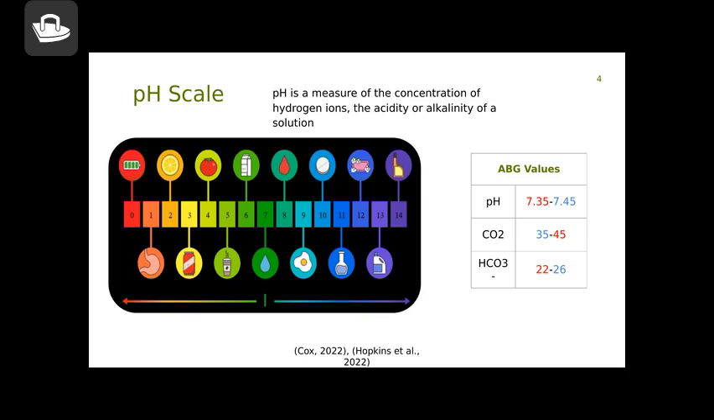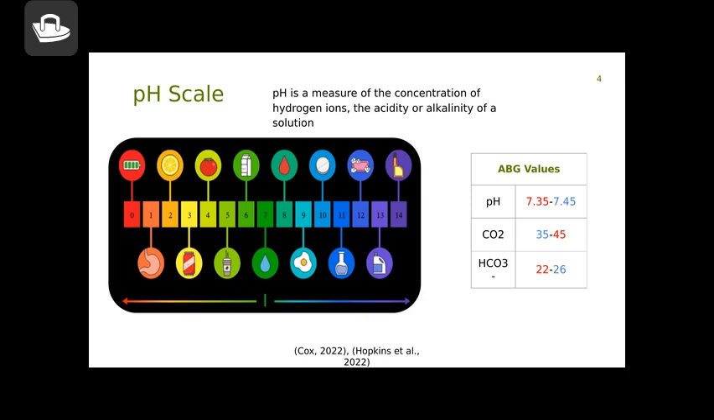Now CO2, you see the colors are reversed. Why is that? Why is 35 the lower number, and CO2 goes up to 45? Well, carbon dioxide is acidic. So if there's a higher level of carbon dioxide in the blood, that means my blood pH is going to go lower. If my CO2 level is low, my pH is going to be higher. It's going to be more alkalotic. So kind of an inverse of what one might normally think.